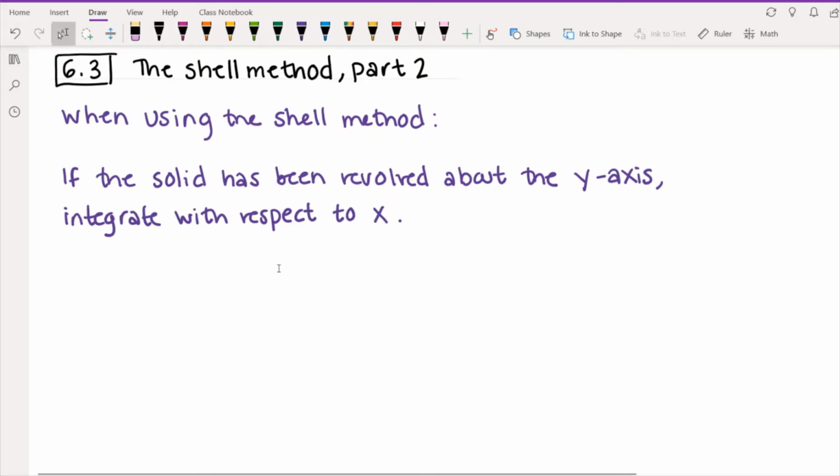That was what we just looked at, but let me just write it down again. So that was V is equal to 2 pi times the integral from a to b of the radius times the height dx. One thing that's important to note here is that the radius and the height are both going to be functions of x when you're integrating with respect to x, right? And another thing is that the bounds, the a and the b, are also going to be x values, not y values.